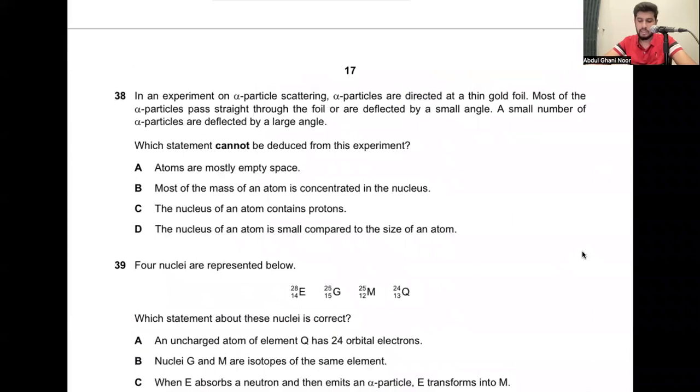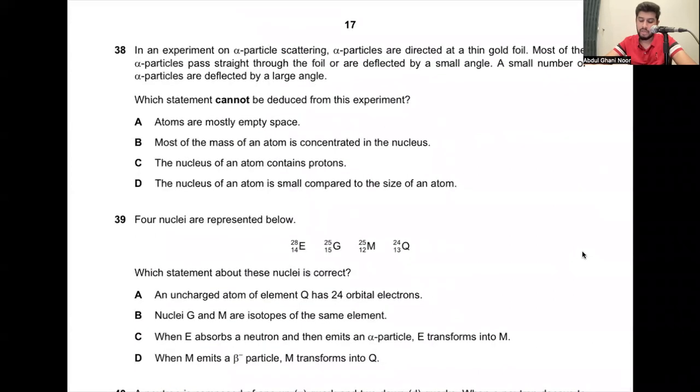Question 38 says, in an experiment on alpha particle scattering, alpha particles are directed at a thin gold foil. Most of the alpha particles pass straight through the foil, some are deflected by a small angle. A small number of alpha particles are deflected by a large angle. Which statement cannot be deduced from this experiment? Atoms are mostly empty space. This can be deduced. This is one of the conclusions.